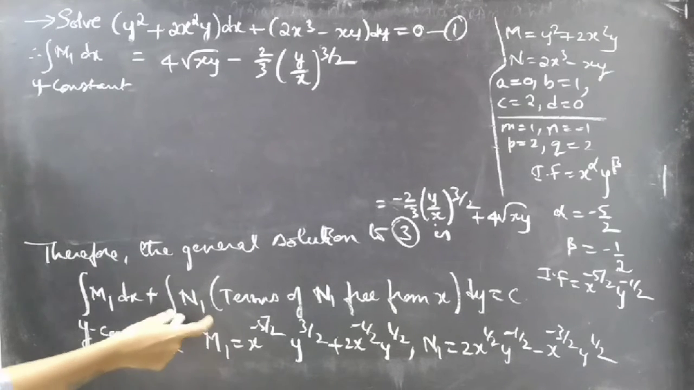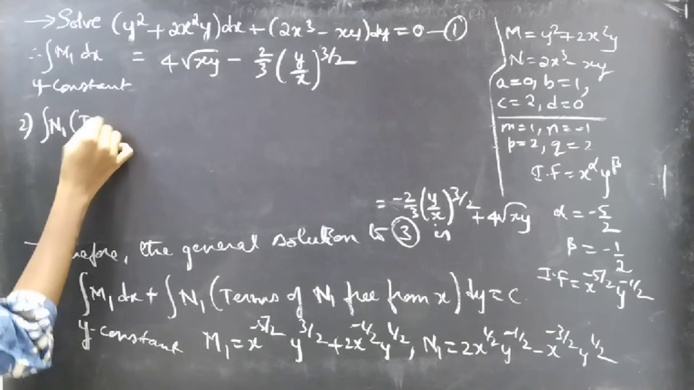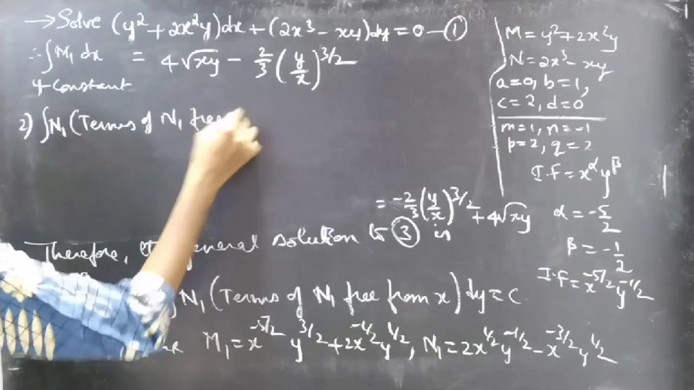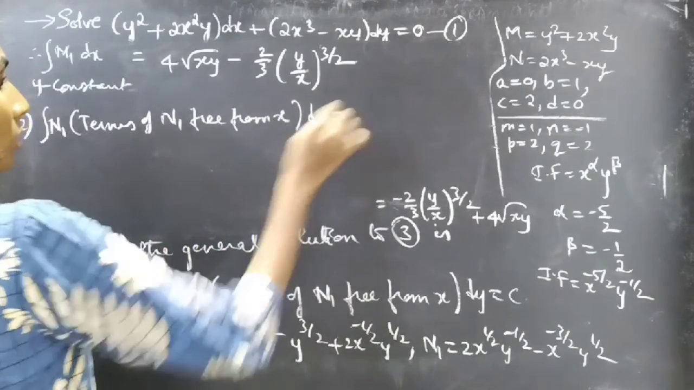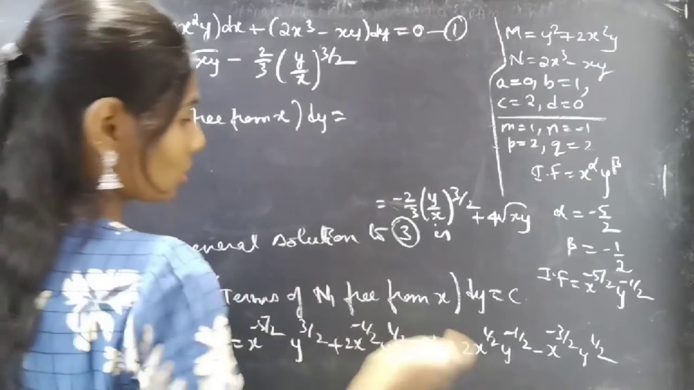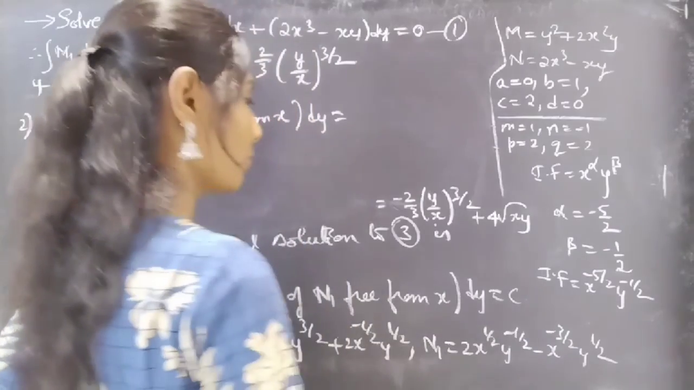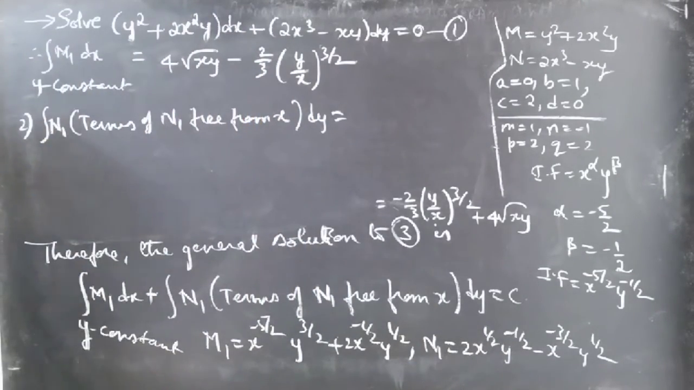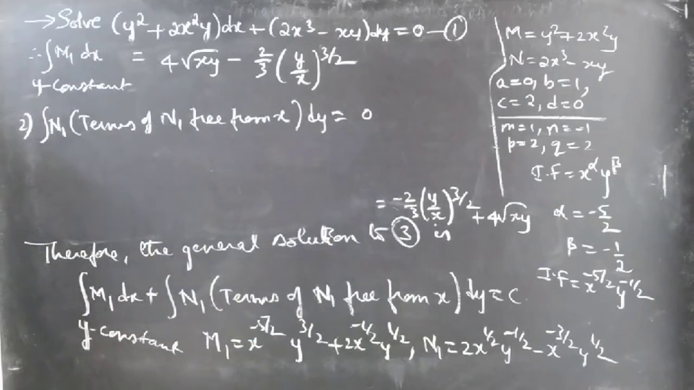Now let's find the second integral. Integral of the terms of N1 free from x into dy. Now consider, just look at N1. In N1 we don't have terms which are free from x, right? In both the terms we have x. So the integral of the terms of N1 free from x is 0. Now coming to the general solution.